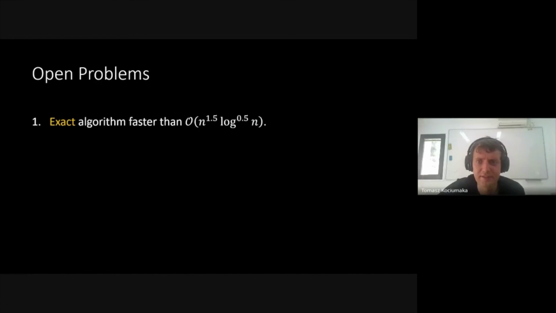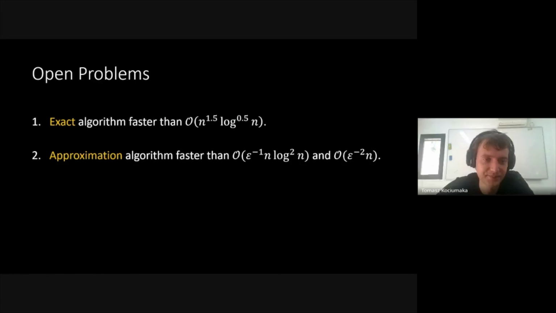So repeating one of the first slides, the main open problem in the area is to improve the running time for the exact version of the problem. Even shaving off this annoying square root log n factor would be a big result.